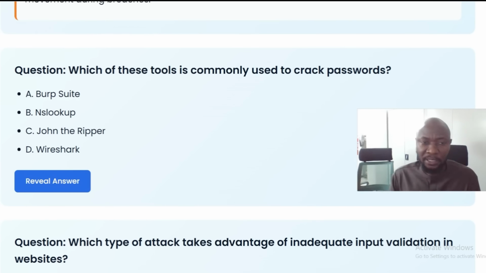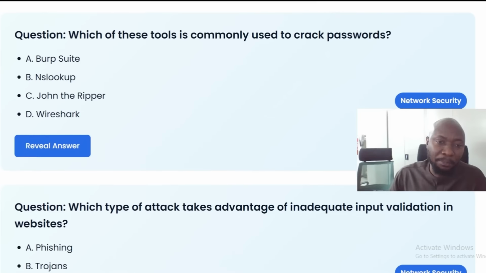NS Lookup is a domain name service lookup, checking up domain name service in the internet. John the Ripper is a password cracker. Wireshark is also for investigating network traffic. So we're looking at what is going on within the network. That's John the Ripper for you. So the correct answer is obviously John the Ripper.